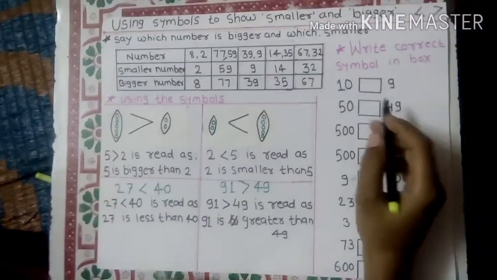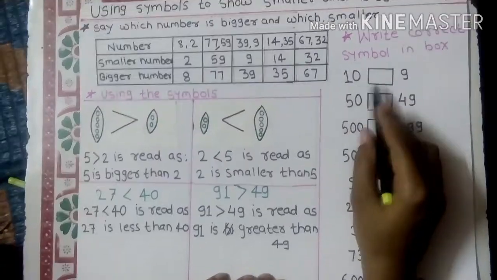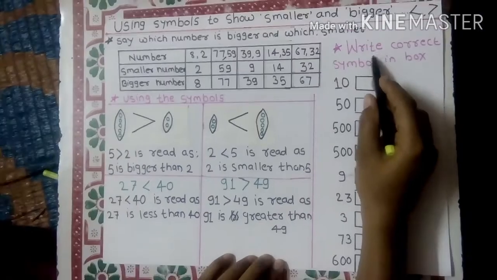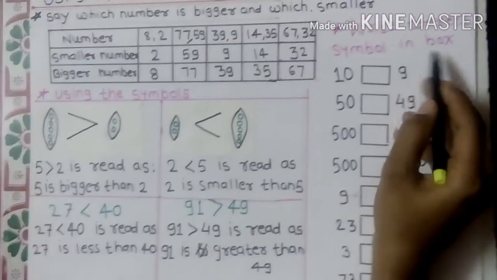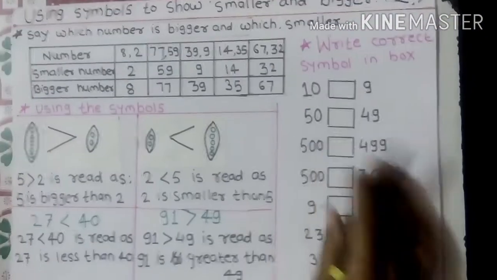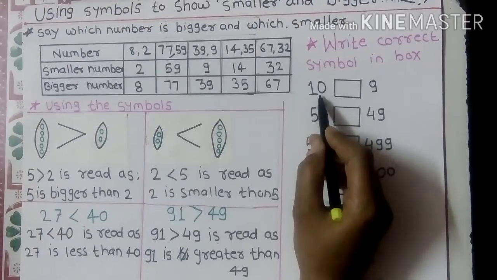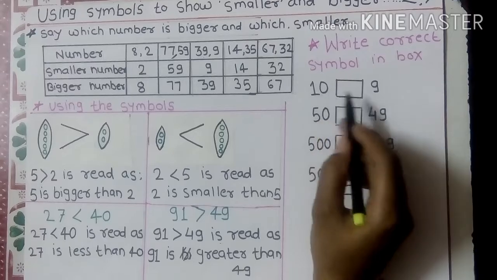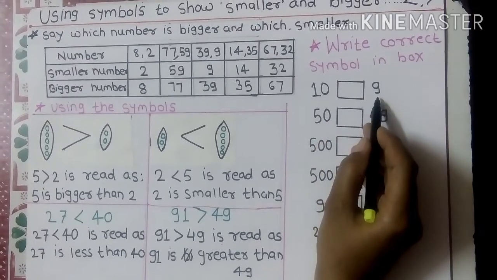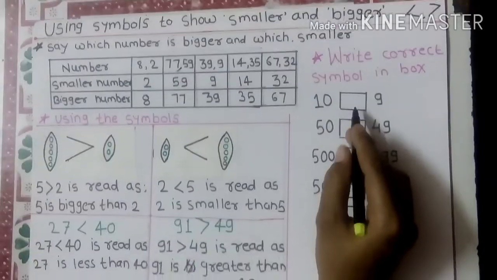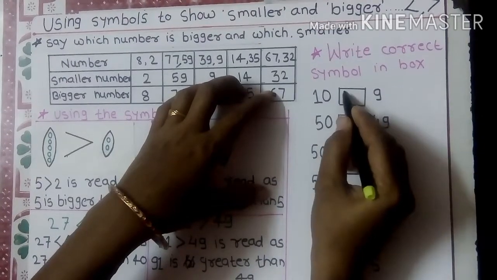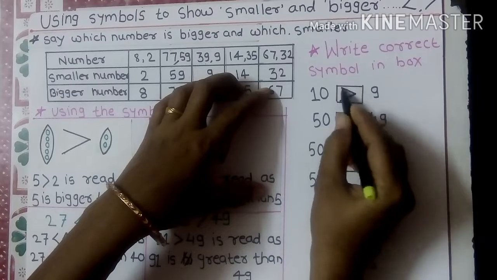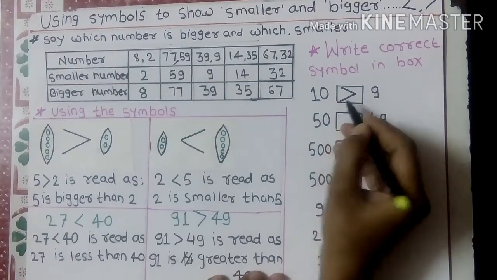Now we write this symbol in this box. Okay, write the correct symbol in the box. Okay, first is 10 and 9. In this, 10 is bigger than 9. Now which symbol do we have to draw here? 10 is bigger than 9. This is the symbol of bigger than.